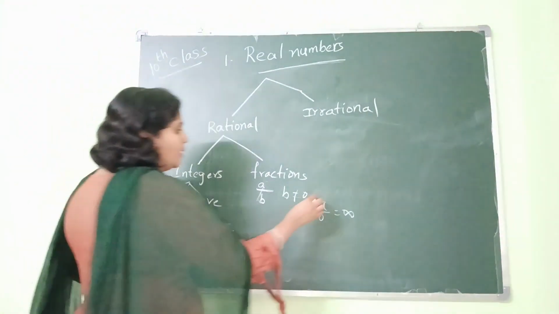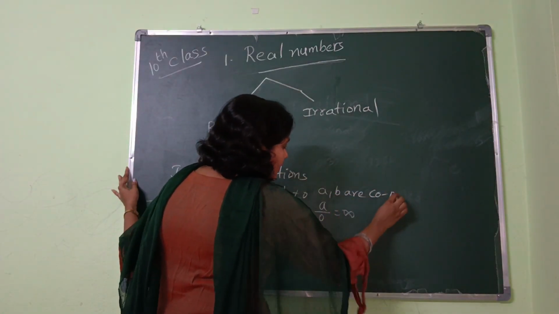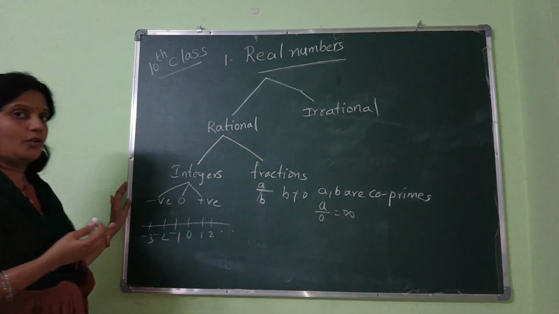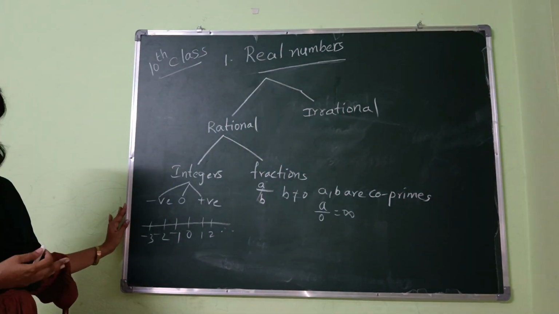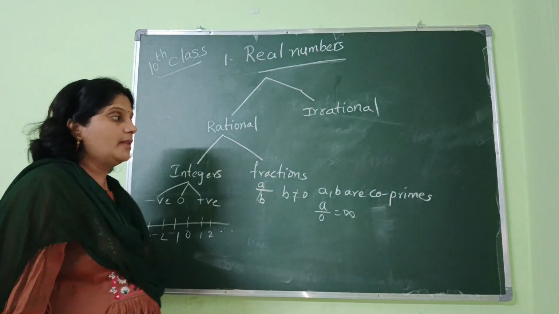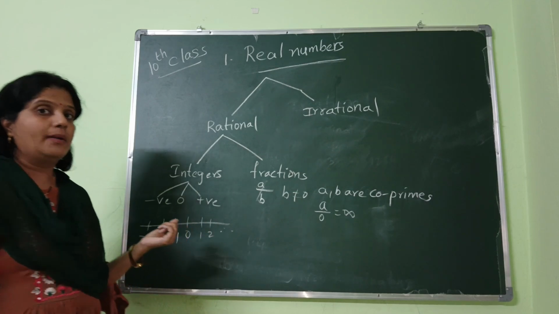And where a comma b are coprimes. So what do you mean by coprimes? Coprimes are the numbers whose common factor should be 1. So a comma b are coprimes, that is, the numbers which have a common factor 1.